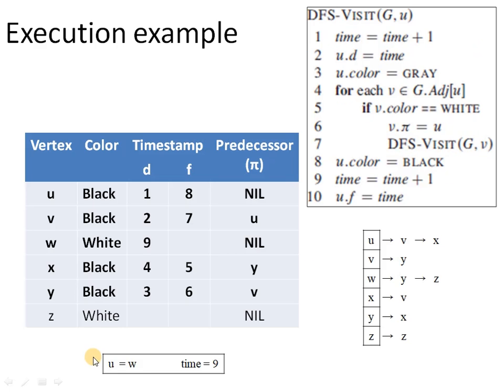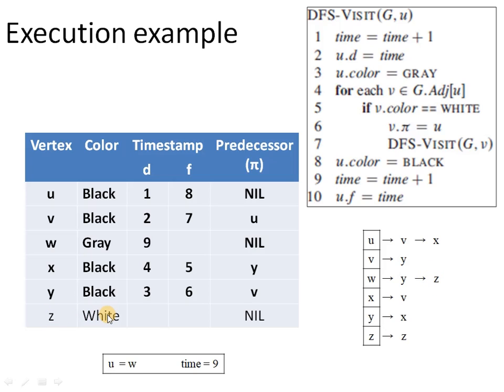So we have U equals to W, and the initial timestamp value was 8. This function call will increase the timestamp value to 9 and use it as the discovery time of vertex W. We have recolored this W to gray and now we have to work with the linked list of W. It has first vertex as Y but its color is not white. So we will move ahead. We will reach Z. The color of Z, yes, it is white.